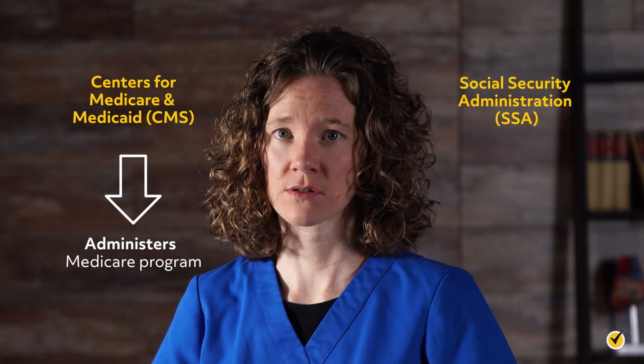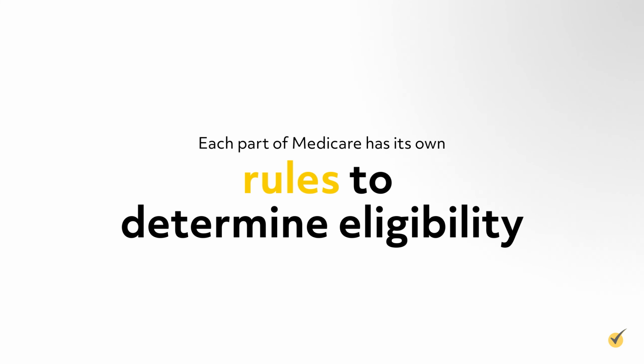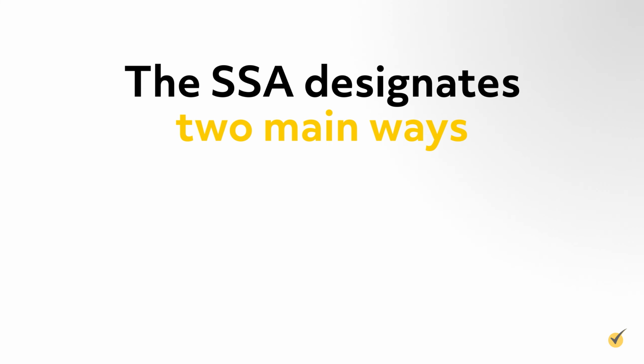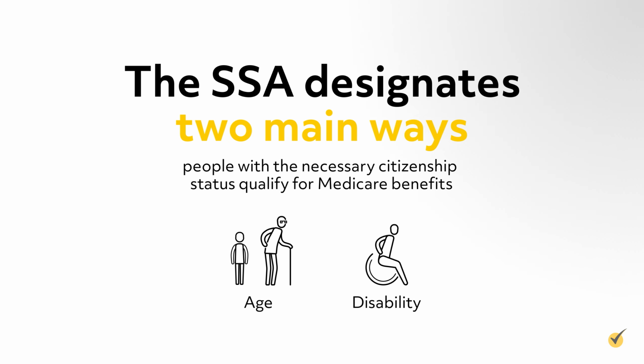While the Centers for Medicare and Medicaid, or CMS, administers the Medicare program, the Social Security Administration, or SSA, decides who qualifies for Medicare. Each part of Medicare has its own rules to determine eligibility, but in general, the SSA designates two main ways people with the necessary citizenship status qualify for Medicare benefits: by age or disability status.